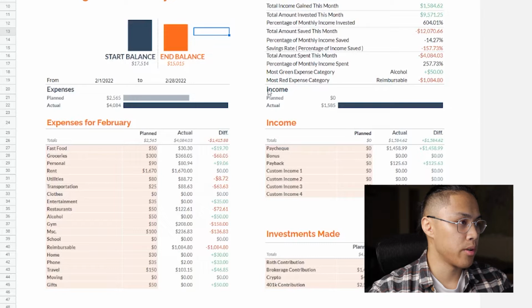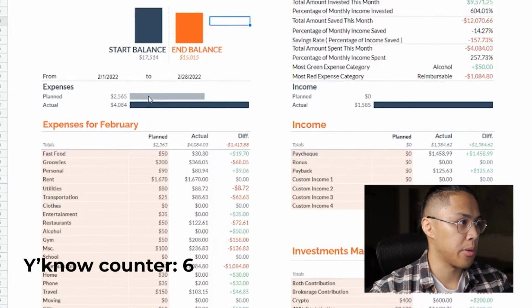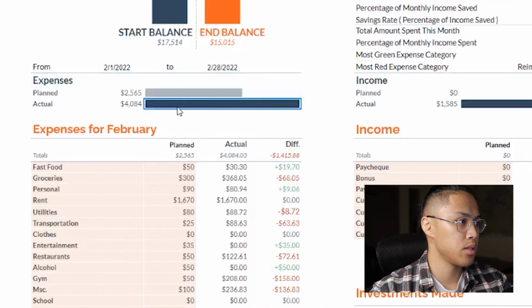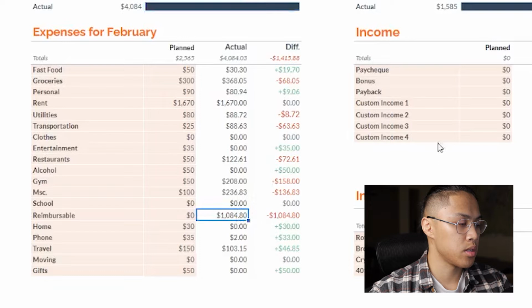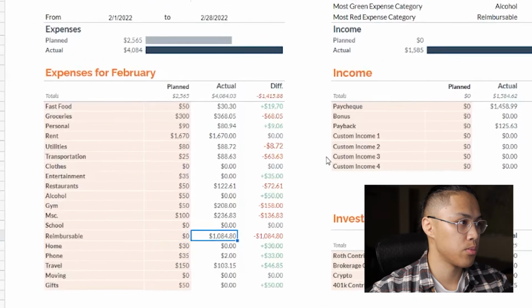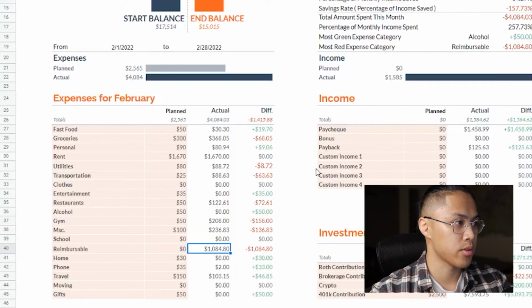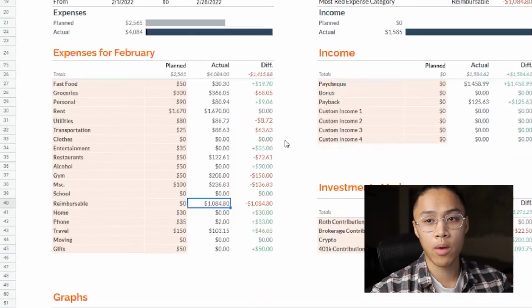So the most important thing I want to look at right here is the planned versus the actual expenses. So you can see this month, I did not do a good job. I planned $2,500 for the whole month, and I spent just a tad over $4,000. Like I said before, a lot of that was reimbursable. So as we can see here, $1,000 was reimbursable. So if we knock $1,000 off that $4,000, we're at like 3,000 something. So that's still definitely over my budget by about $500. But now we can see why.